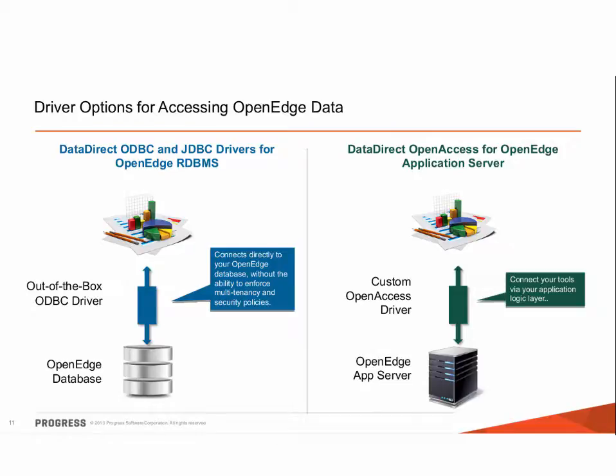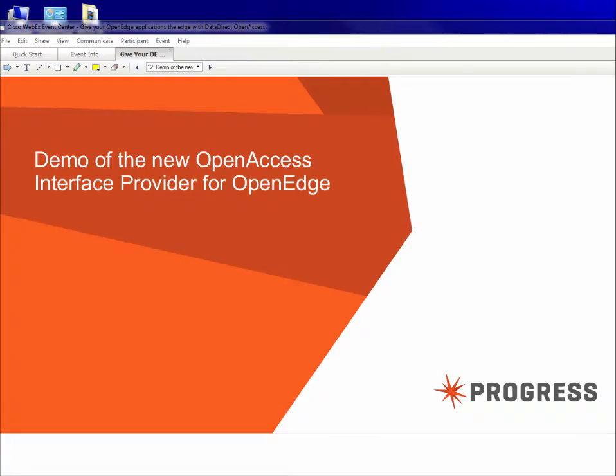On the right-hand side is really what's new, OpenAccess for the OpenEdge Application Server. It's a custom-built OpenAccess driver that comes with OpenAccess. Very little additional coding is required here. It connects third-party tools and applications via your application logic layer, so it connects to the OpenEdge Application Server. And what we'll do now is turn it over to Brent, who will show a demo of this new interface provider for OpenEdge. So, Brent?